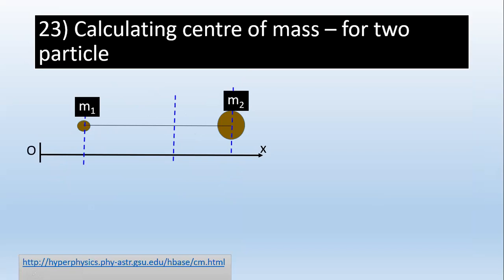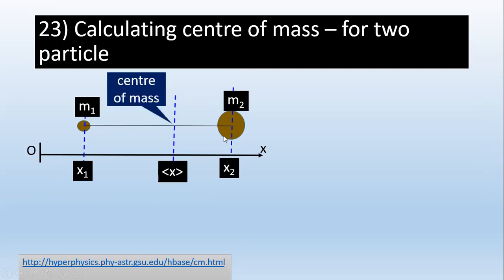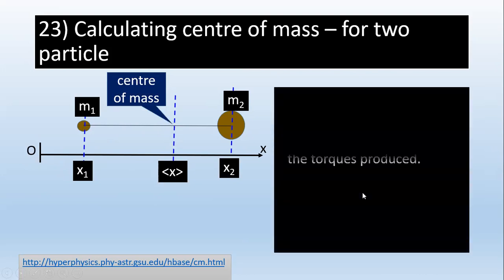Calculating center of mass for two particles. You can choose your origin, it's your choice. You can choose an origin here, or you can choose an arbitrary origin. That's the origin, that's the x-axis. Let's call the particle M1, with mass M1 at a distance x1 from the origin, and M2 at a distance x2 from the origin. Then the center of mass must be between them. That's how simple the center of mass is.